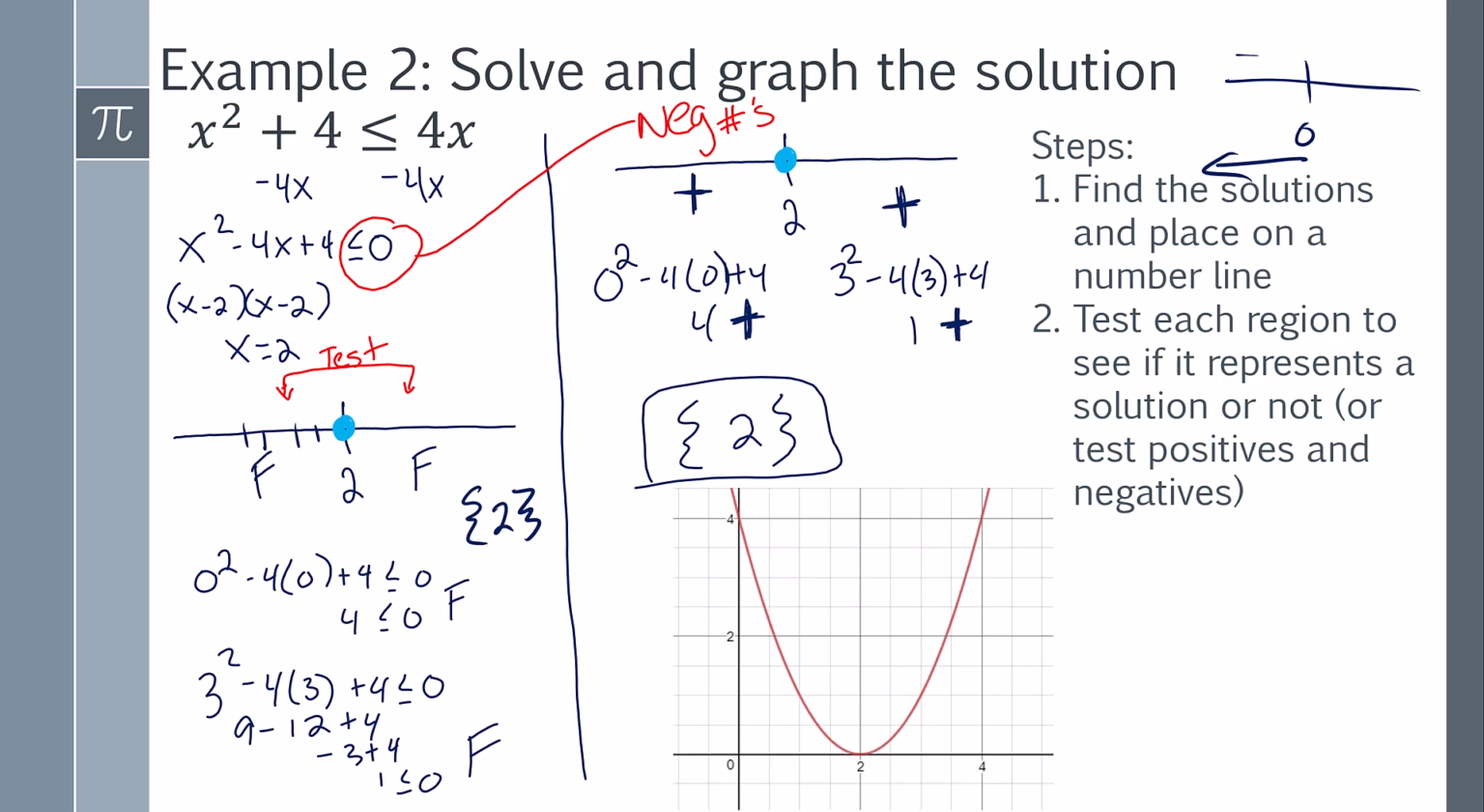Now, if we look at the graph visually, I'm asking where are all my values less than or equal to 0? Well, it just so happens that the only value that equals 0 in this case is going to be 2.